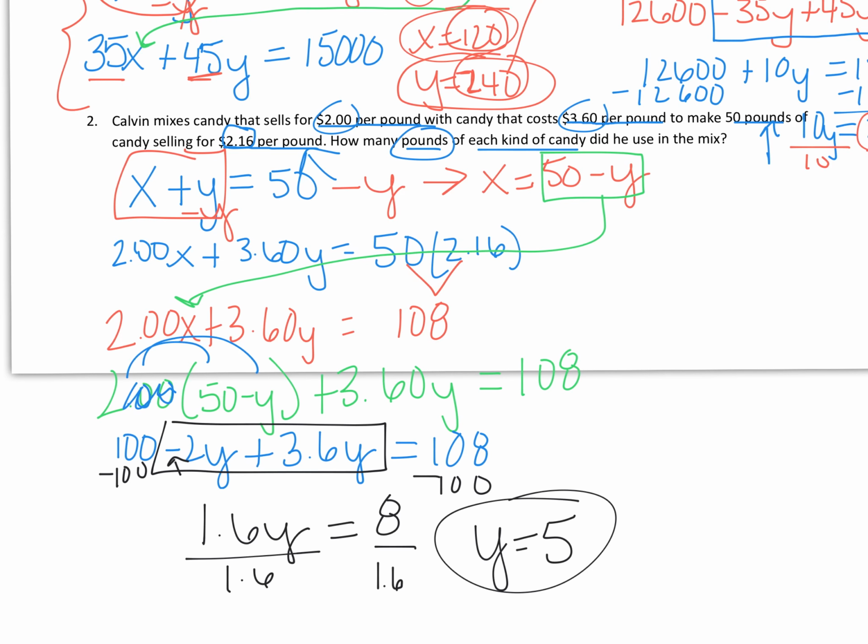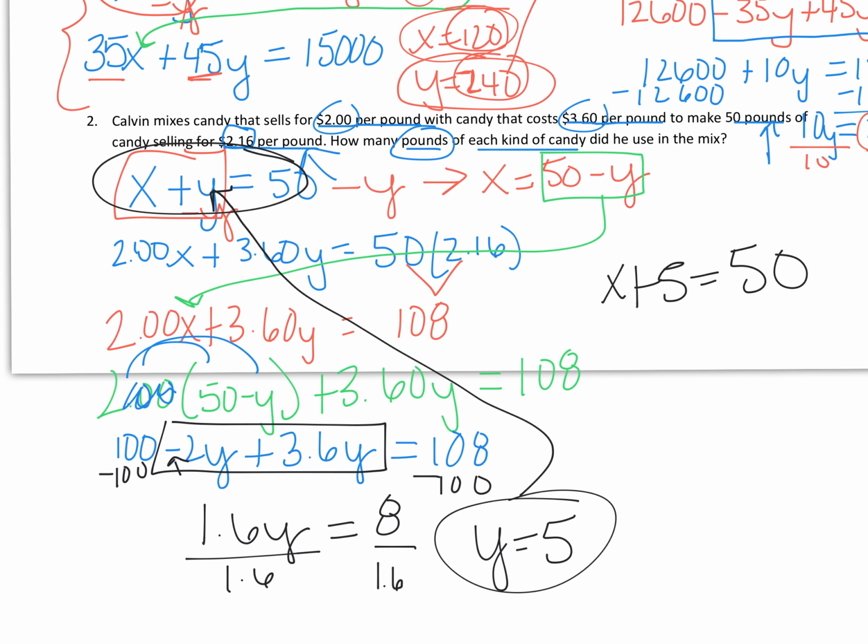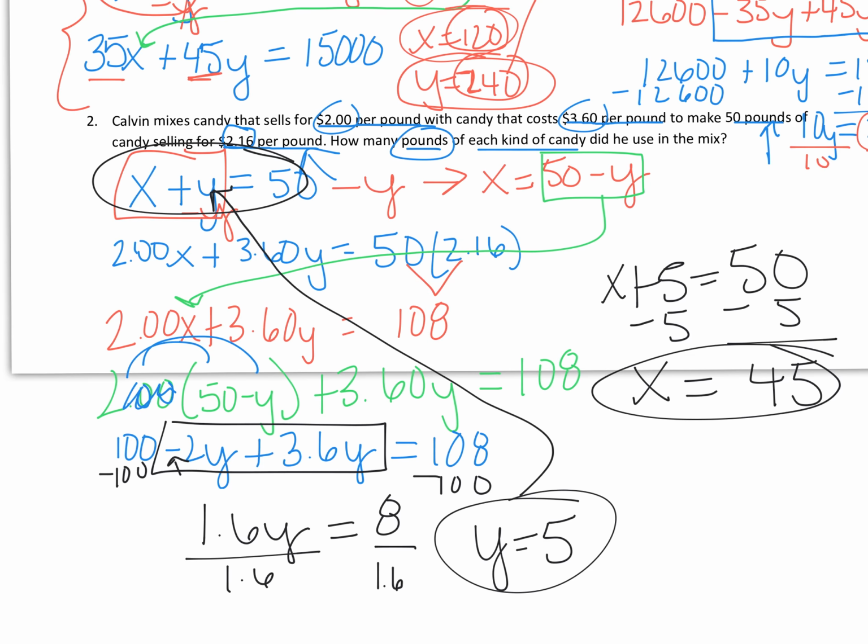Okay, just plug that in. I'm going to plug it into our easier one right up here, this original equation. So x plus 5 equals 50, minus 5. X equals 45, doesn't it? So he obviously mixed the cheaper candy more than he mixed the more expensive candy and tried to make a profit. I don't know. I wonder if he did.